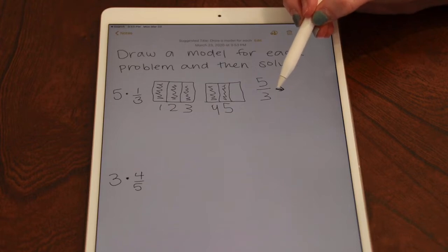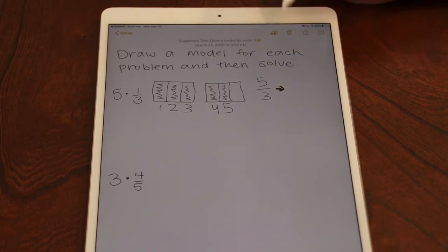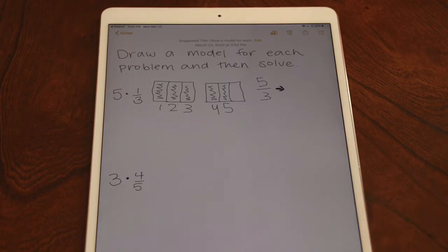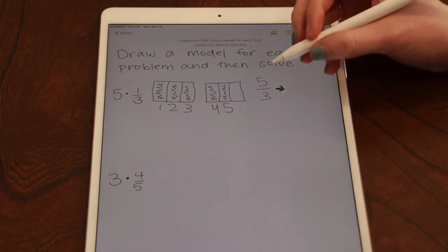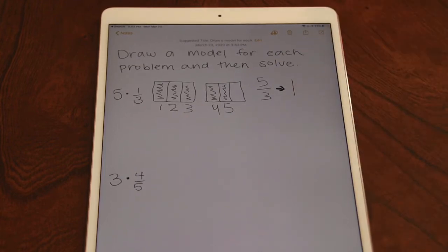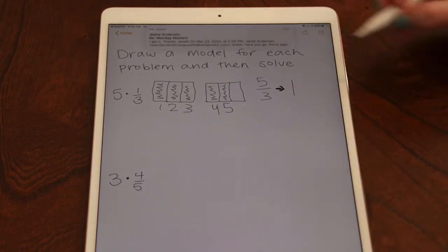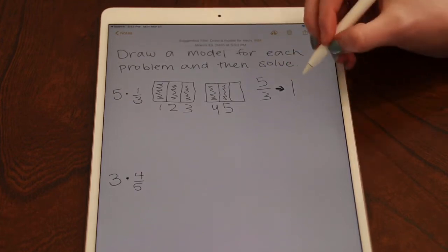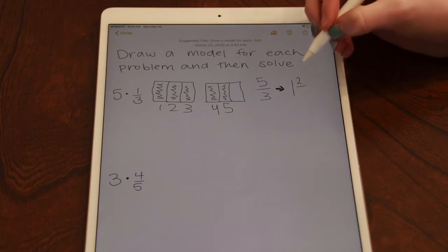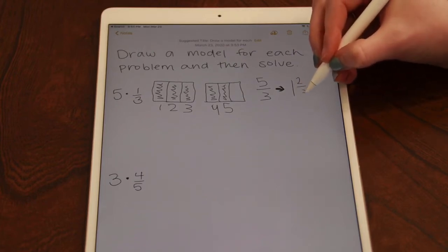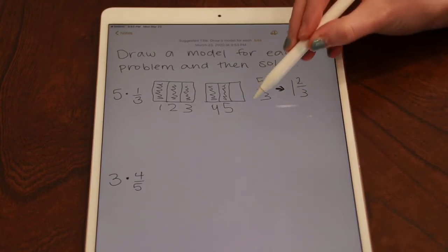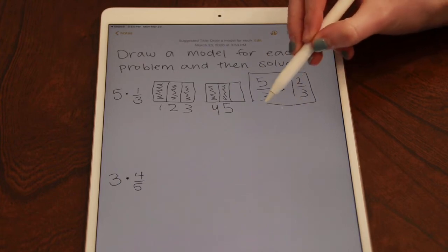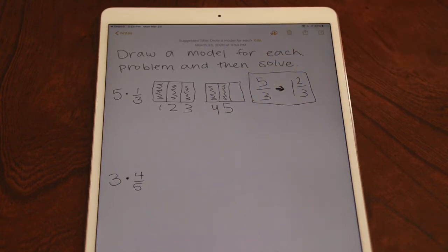But I don't want to keep my answer as an improper fraction, so I need to change it to a mixed number. So I ask myself, how many times can 3 fit into 5? So I count off by 3. I go 3, 6. Oh, 6 is too much, so it must have only gone in one time. So I have 1. And then I have to ask myself, what is 5 minus 3? That gives me 2. And I have my answer, 5 thirds, which turns into 1 and 2 thirds.